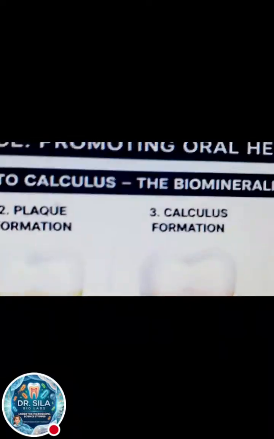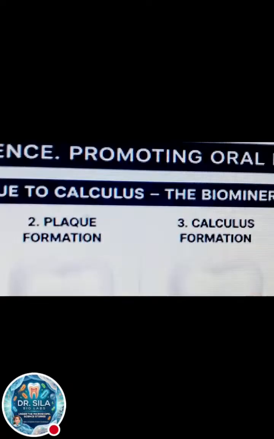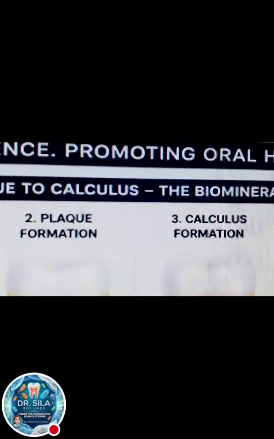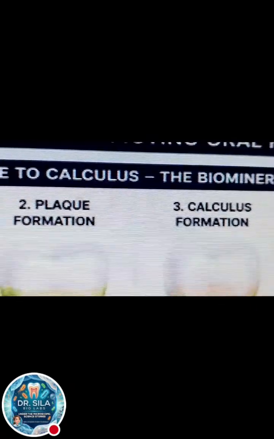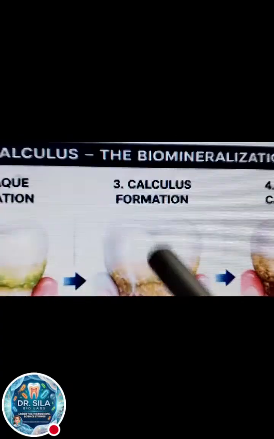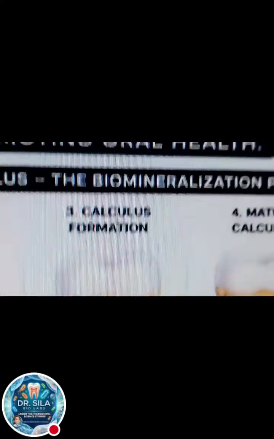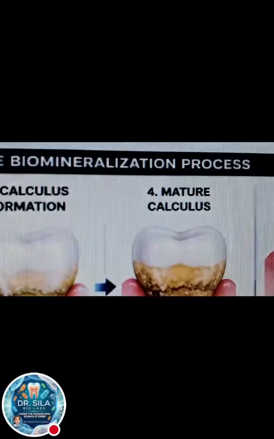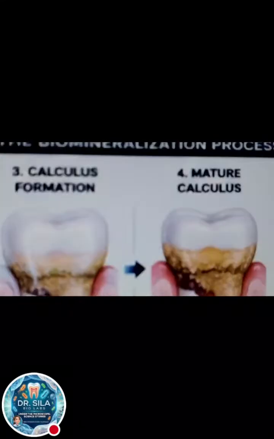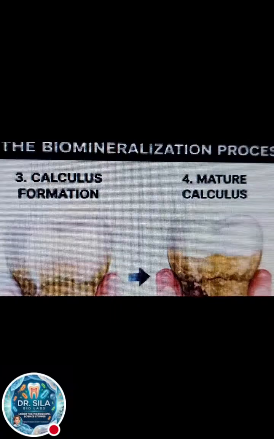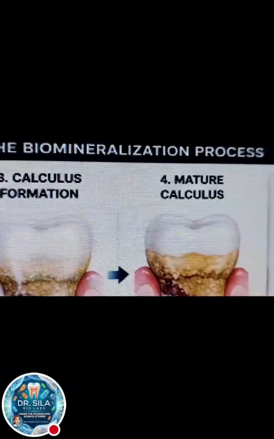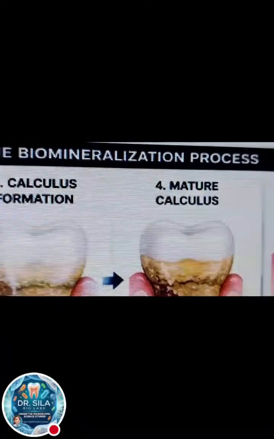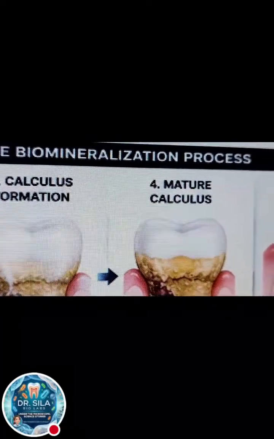Calculus. Minerals in the saliva or gingival crevicular fluid precipitate into the plaque. That is the calculus formation. And then, how is the mature calculus formed? Calculus hardens, becomes porous and promotes further plaque retention. That is how the mature calculus is formed.